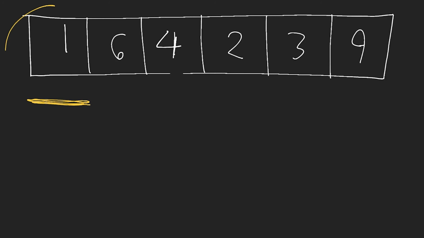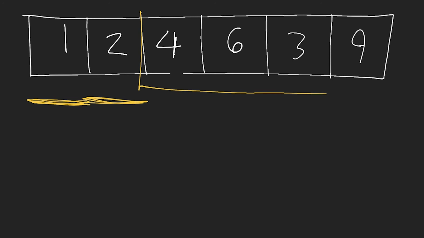That means I no longer am going to look through this portion. I'm only going to look through everything to the right of it and then find the minimum element. So I look through and I find 2. Now I need to swap 2 with the element right here because that's where 2 needs to go. So we swap this, so this becomes 2 and this becomes 6. And now this portion of the array is sorted.